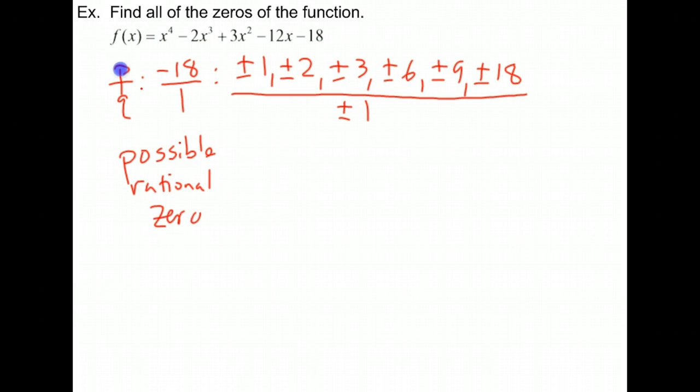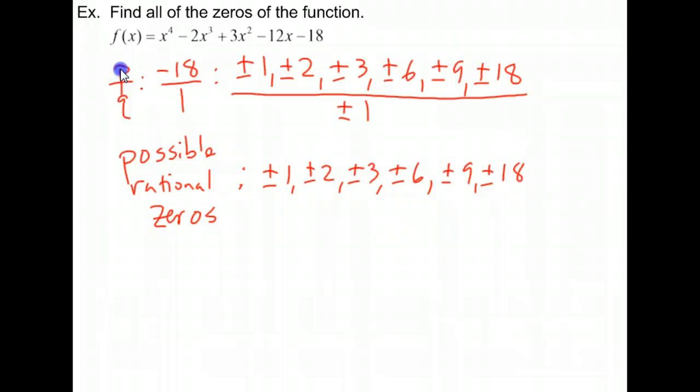Now again, these are only the possibles. Obviously these are not all of the zeros. Remember, since the degree is 4, I know that I should be producing 4 zeros. This list, positive and negative 1, 2, 3, 6, 9, and 18, has 12 different possible rational zeros. Way more than I'm supposed to have. I know I'm only supposed to get 4.